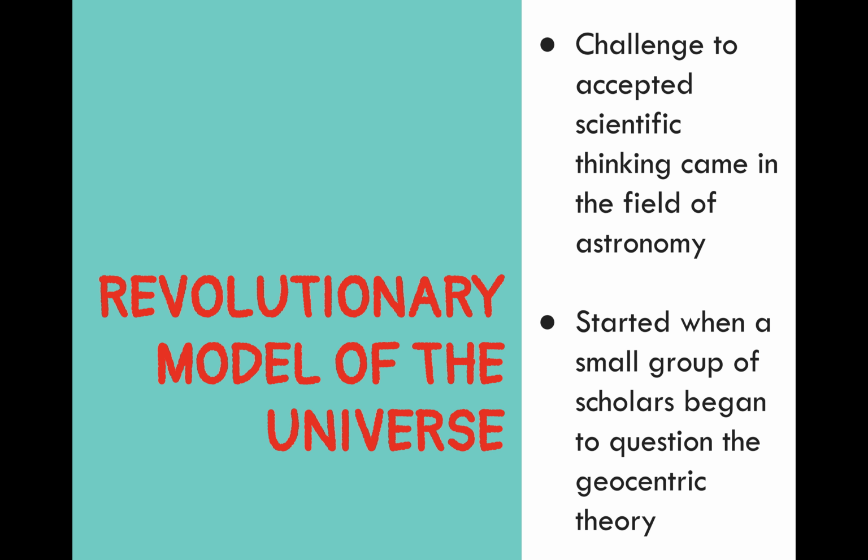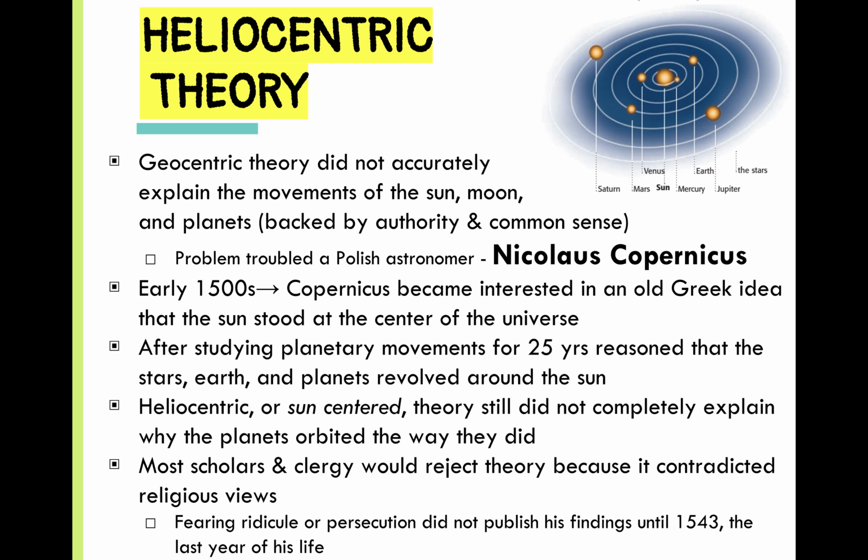All right. So one of the biggest things that they start to look at is the field of astronomy. Okay. Other fields are going through this style of thinking, but it's very easy to explain in terms of the field of astronomy. It's going to start when a small group of scholars begin questioning that geocentric theory, that theory that Earth is at the center of the universe. Okay. And what comes out of this challenging is Copernicus's heliocentric theory, all right?